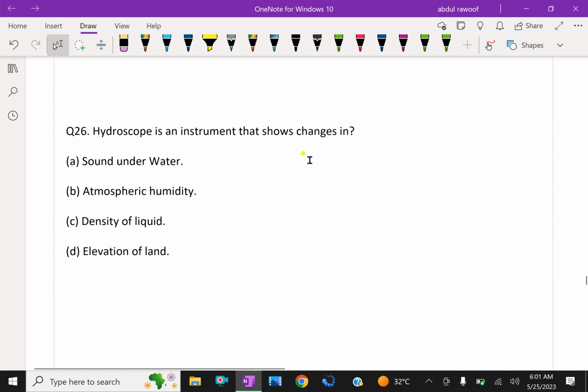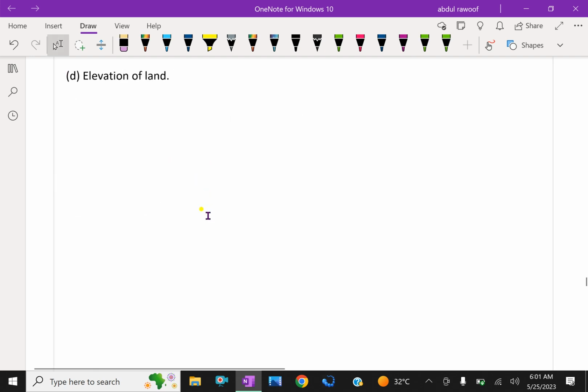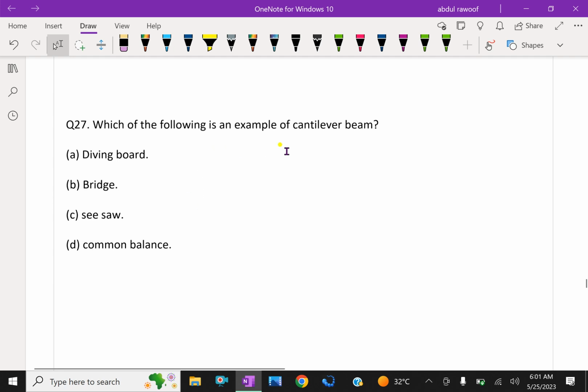Hydroscope is an instrument that shows changes in sound underwater, atmospheric humidity, density of liquid, elevation of a land. Here, hydroscope is used to measure sound underwater. Which of the following is an example of cantilever beam? Diving board, bridge, seesaw, common balance. Diving board is an example of cantilever beam because it is fixed at one end and free at the other end.